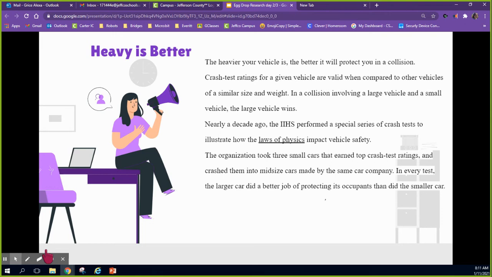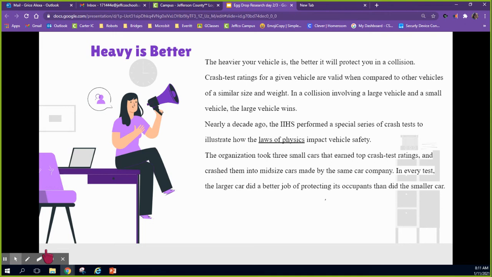Crash test ratings for a given vehicle are valid when compared to other vehicles of a similar size and weight. In collisions involving a large vehicle and a small vehicle, the large vehicle wins. Nearly a decade ago, IIHS, and you'll hear that on commercials, IIHS safety ratings. But again, that's just a group that checks to see the safety of vehicles. That's their whole job. So again, that's a really cool STEM career to go into if you're interested in car crashes or vehicle safety.